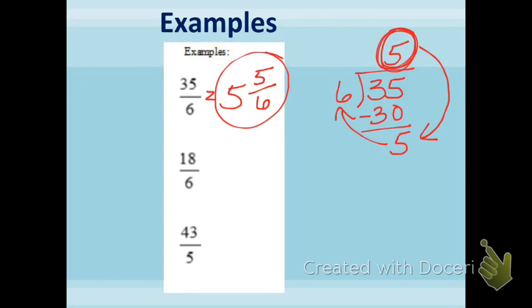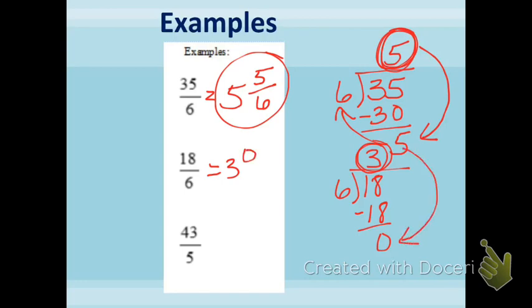So the next one is 18 over 6. So 18 goes in the house, 6 goes outside because 6 is the horse. Never put the horse in the house. He messes everything up. So 6 goes into 18 how many times? 3. That's 18. Subtract. We get 0. We're going to follow the exact same steps. So our whole number is 3. And then if we go around the world, we have 0 over 6.